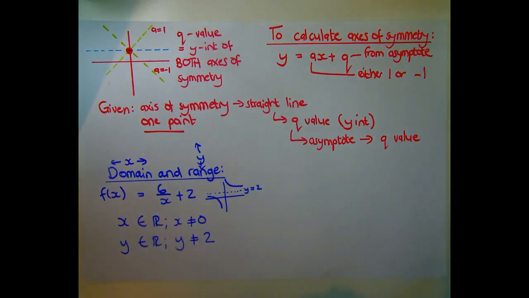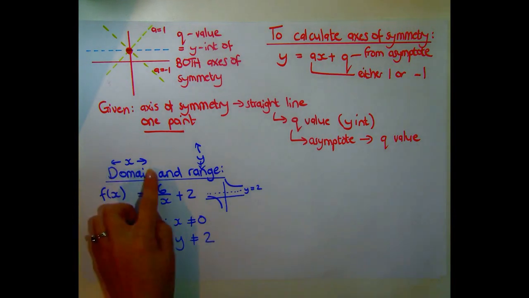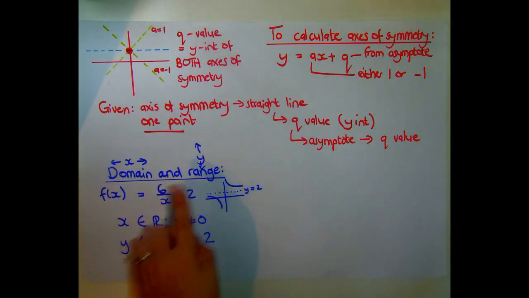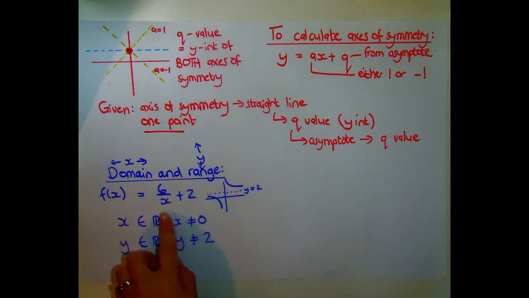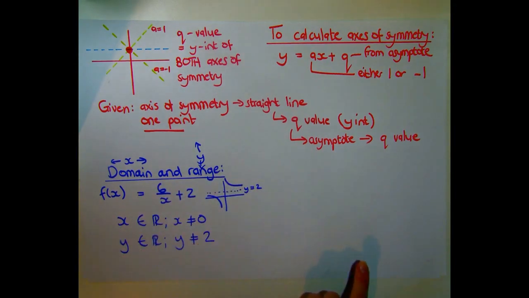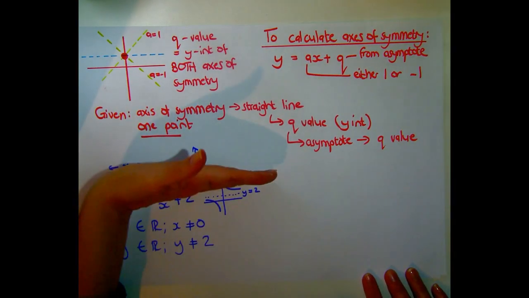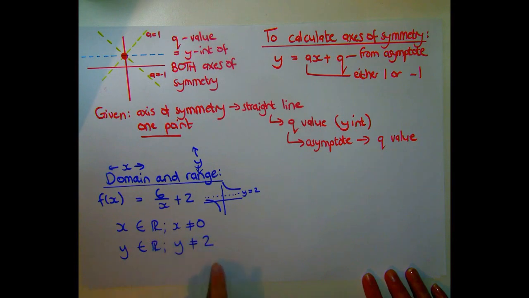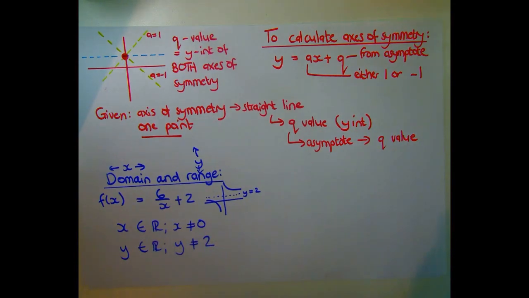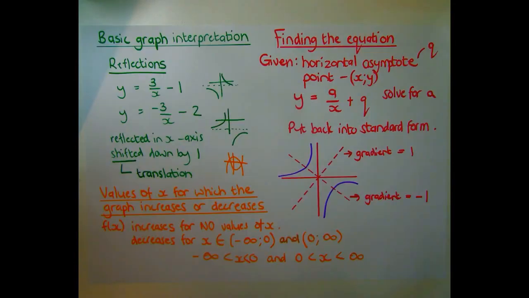To calculate the domain and range, you're going to look at how far left and right and how far up and down. For a graph like that, where, just a reminder, that's what it looked like, you're going to have x could be anything except 0, and y could be anything except the asymptote. So this is a really handy way to write the domain and range of a hyperbola.